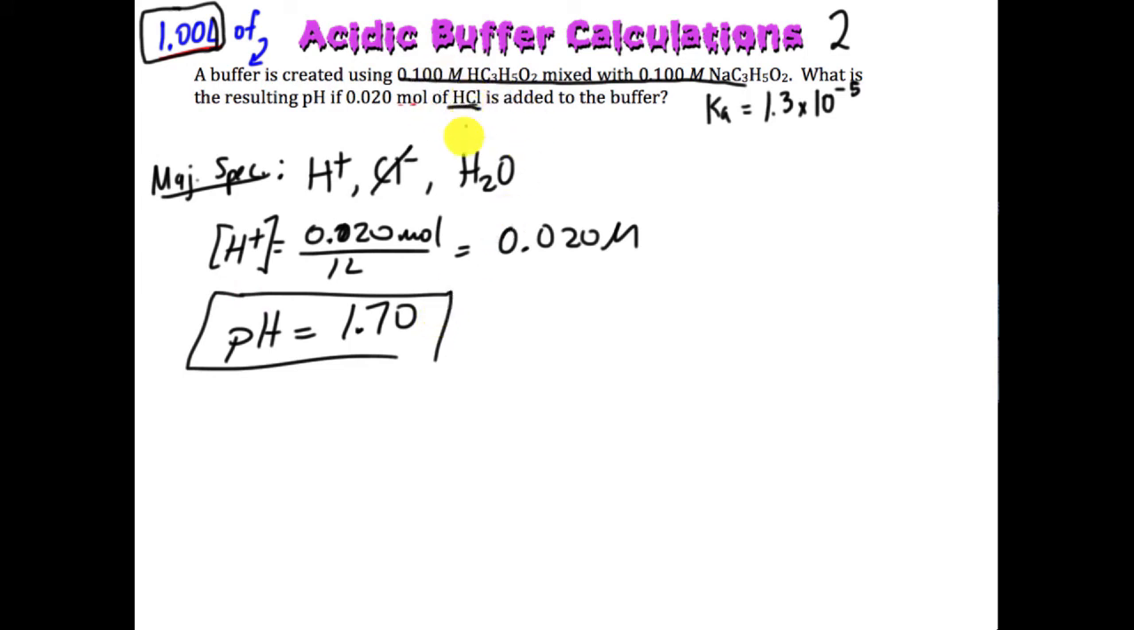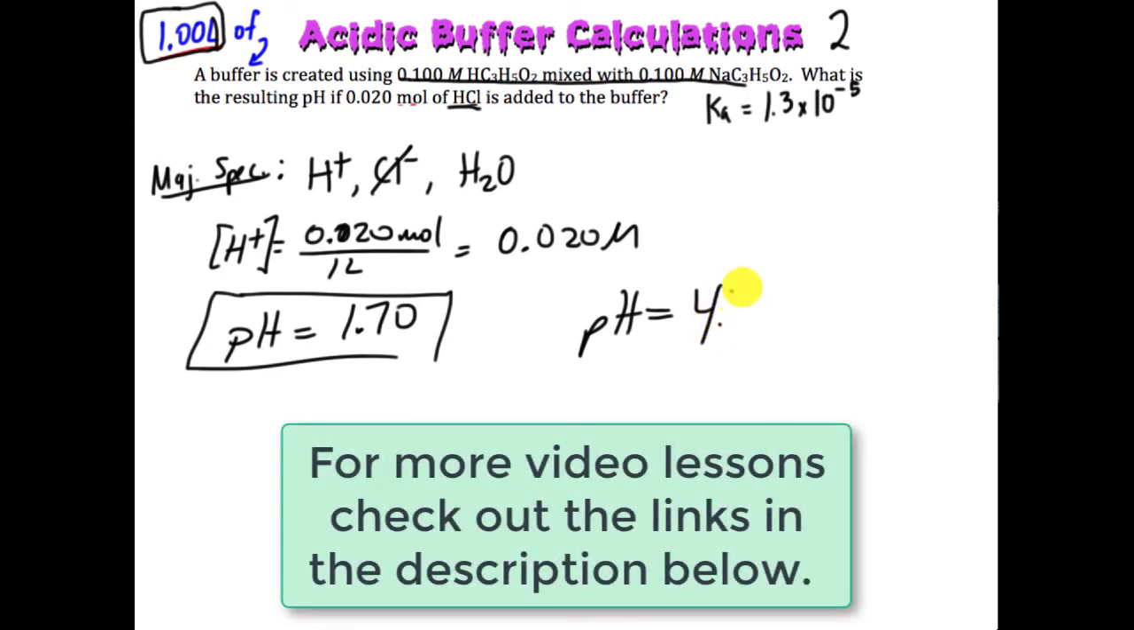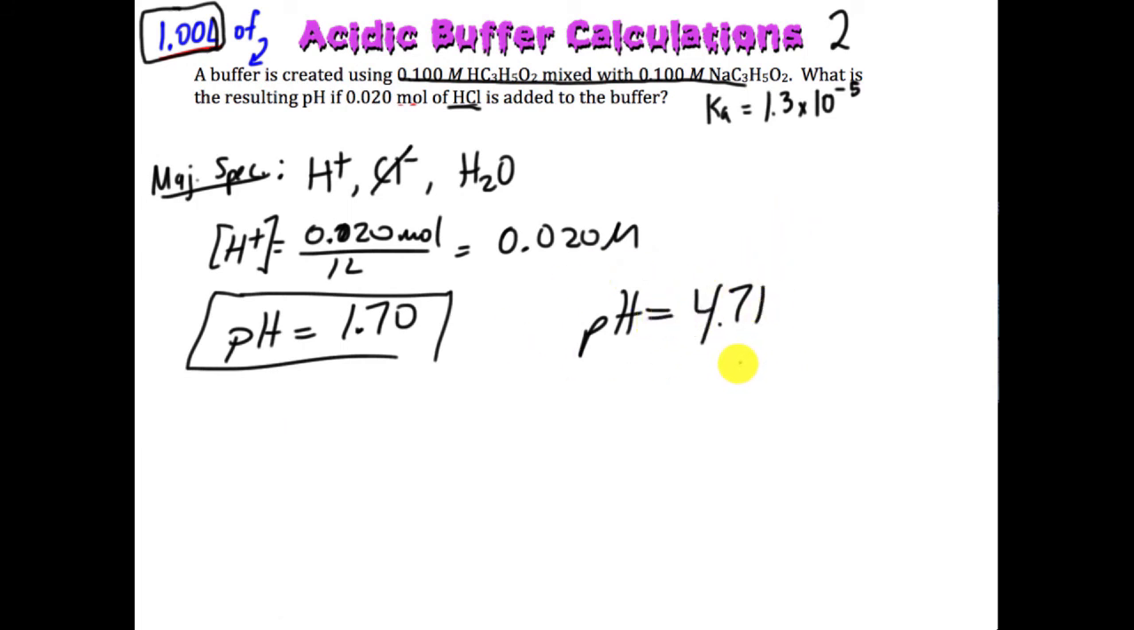So the reason I'm bringing this up and showing you that this is what happens to the pH if I put the acid in there by itself with no buffer. But if I put it in there with the buffer, my pH doesn't drop down to 1.7. It actually goes to 4.71. So it maintains that pH. It keeps the pH from plummeting or the pH going drastically high.